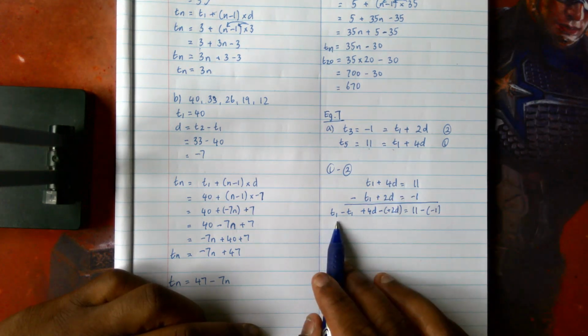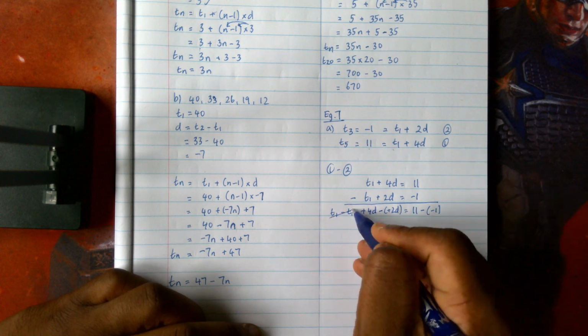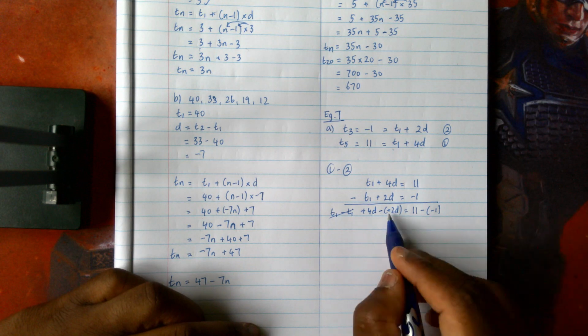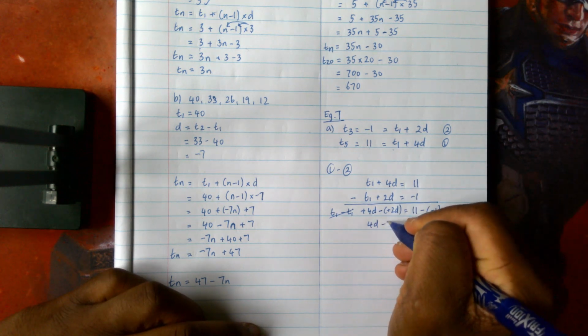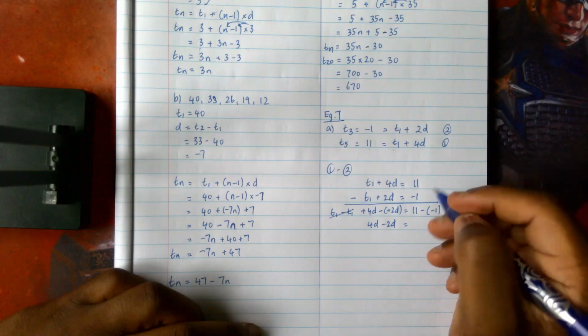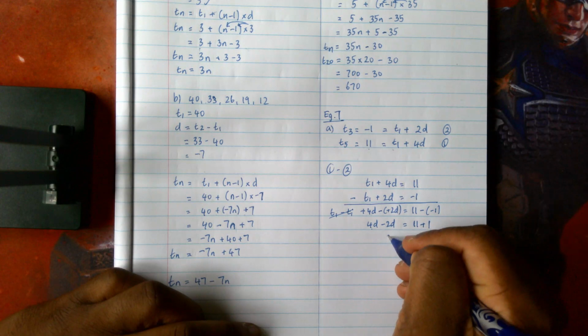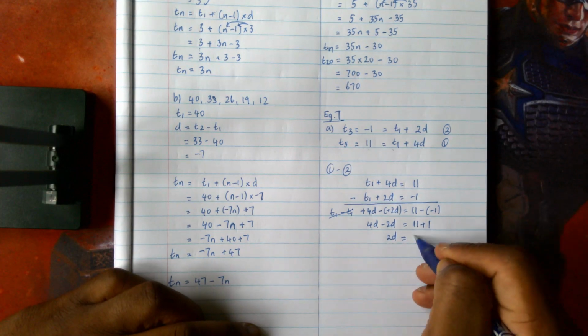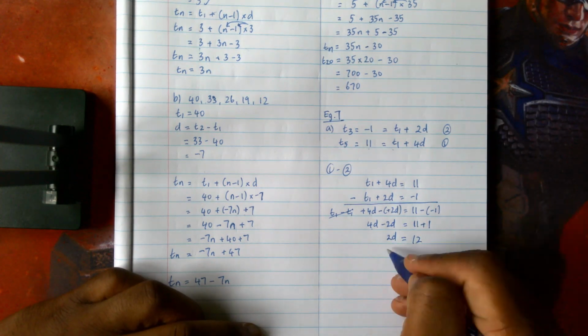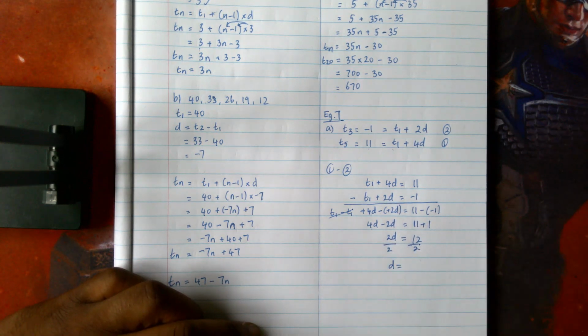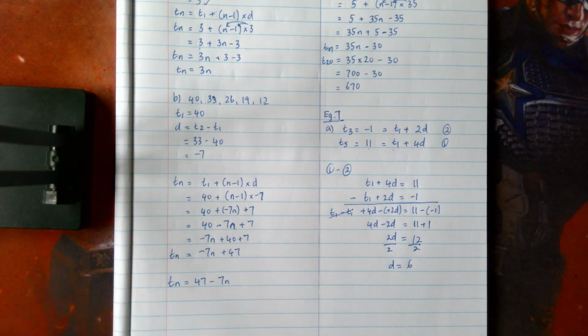We know that T1 take T1, well, they cancel each other out, they're gone. We've got a positive and a negative, that's going to be a negative. So here we have 4D take 2D, and that's equal to 11 plus 1. 4D take 2D is 2D. 11 plus 1 is 12. Now if I divide both sides by 2, I get D on my left hand side and 6 on my right hand side. So our common difference is 6.